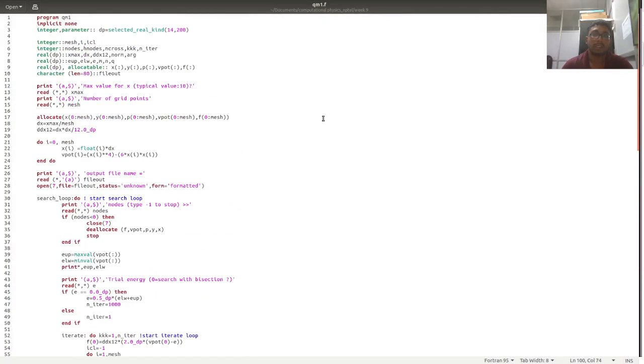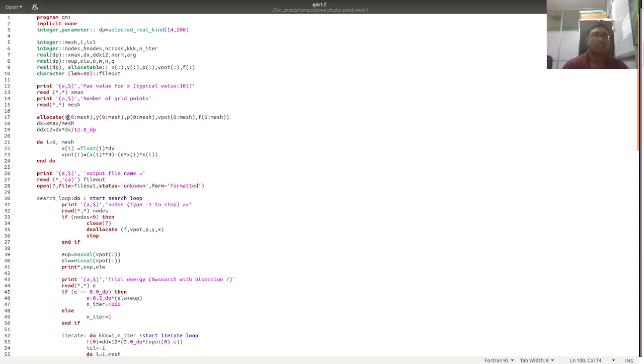Is this window visible to you? Yes. So here I have written a program which is almost similar to the program written by Dr. Prasenjit Ghosh. Essentially I am defining the maximum value for x, which will be used as x max, and I have given this value to be 10, the typical value. Then I have also given the number of grid points. I think it will be given as 1000.